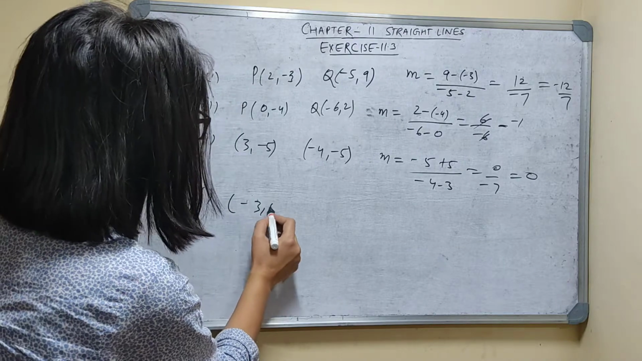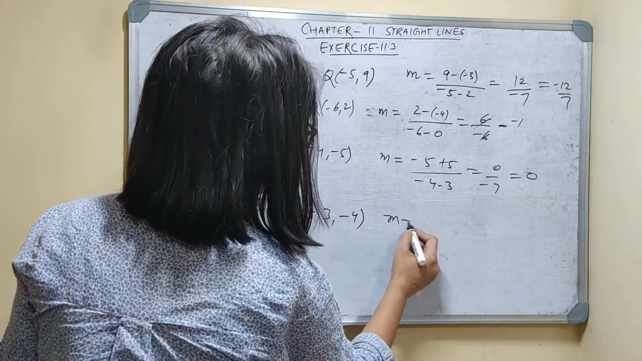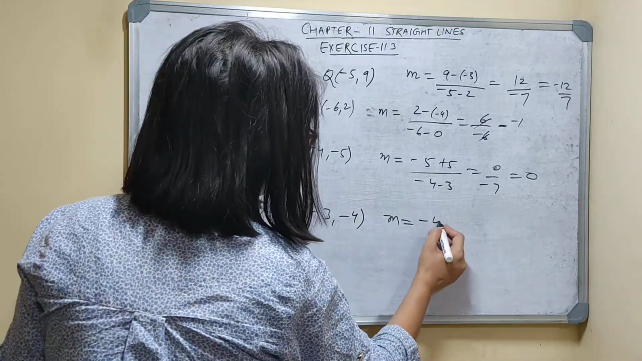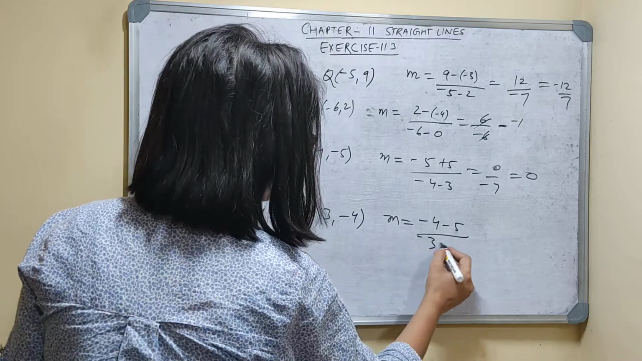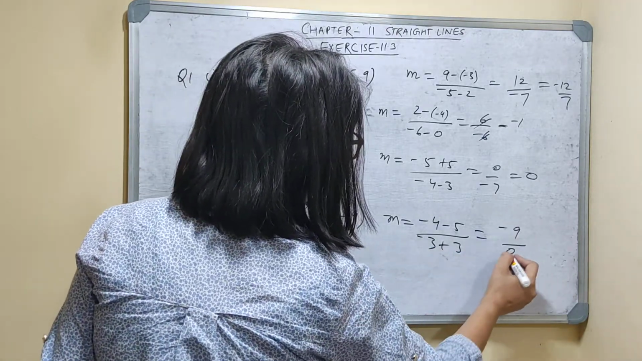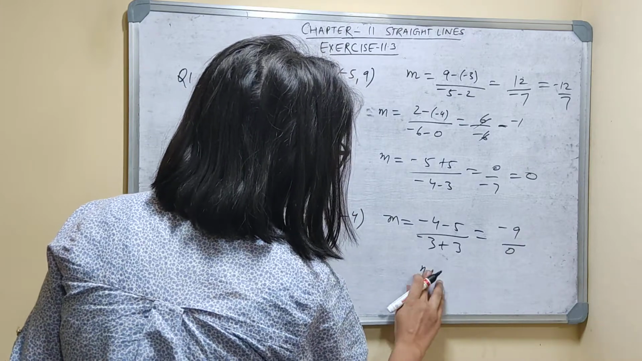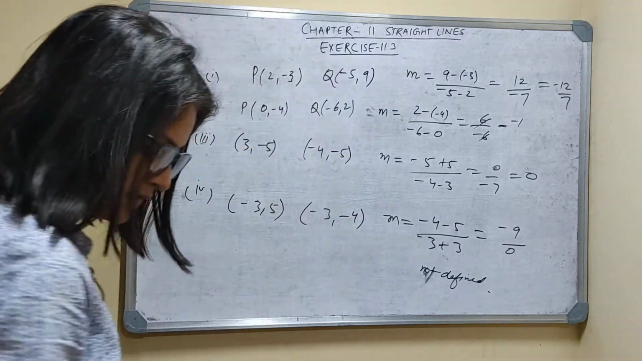Fourth part. Points are (-3, 5) and (-3, -4). So m is equal to what? Minus 4 minus 5 upon minus 3 minus minus 3. So minus 3 plus 3, so minus 9 upon 0. The denominator is what? 0. So it is not defined. First question is over. Now second question.